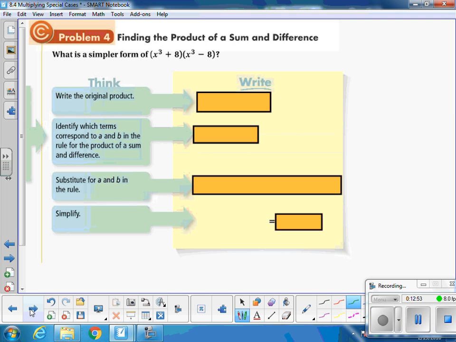We're going to try it out. Finding the product of the sum and the difference. What is a simple form of x to the third plus 8, x to the third minus 8? Now notice what we're doing. We've got the same terms, but this one's being added and this one's being subtracted.